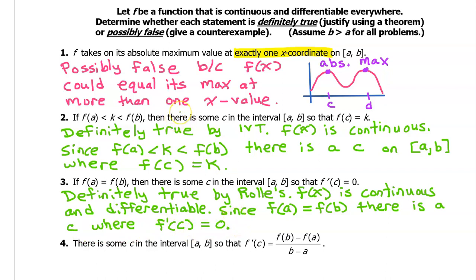Look back at problem number 2. First I said f of x is continuous. And then I could say since f at a is less than k, which is less than f at b. These are the initial conditions.